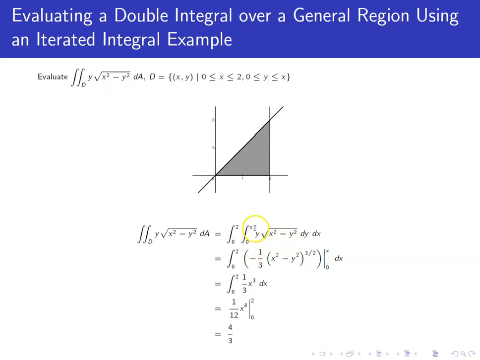All right, so our y bounds are 0 to x. Your x bounds are 0 to 2. I can do this with a u substitution like I mentioned. The antiderivative for that would be 2/3 u to the 3/2. So that's where the x squared minus y squared to the 3/2 is coming from.